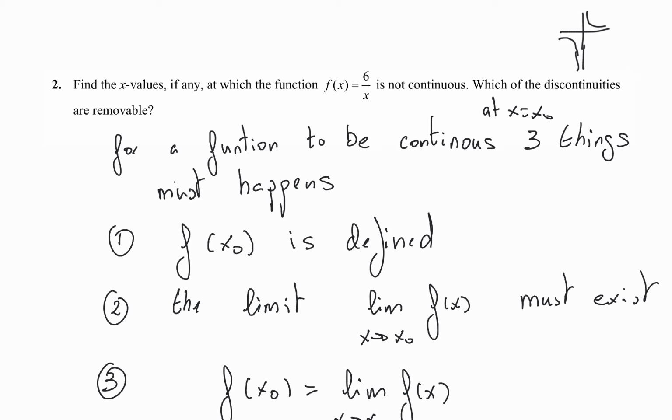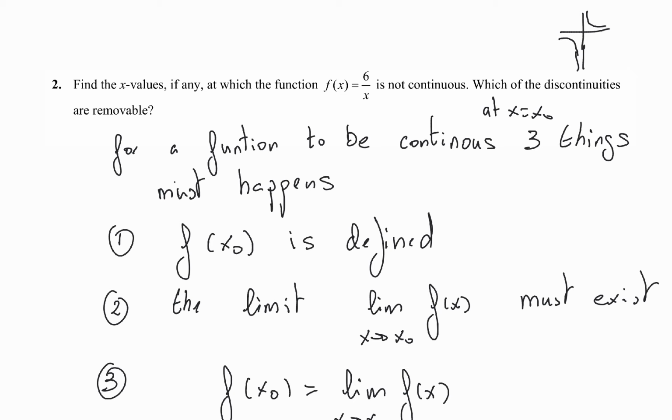At x equals 0, first of all, does the function have a value? No, because at x equals 0, 6 divided by 0 is not defined. To be a continuous function, we need f of x0 to be defined. In this case, f of x0 is not defined. The second condition that we need is that the limit exists. But the limit when x approaches 0 plus and 0 minus is plus infinity or minus infinity.